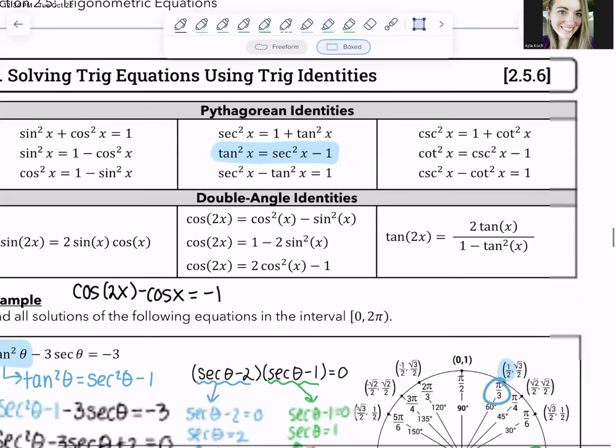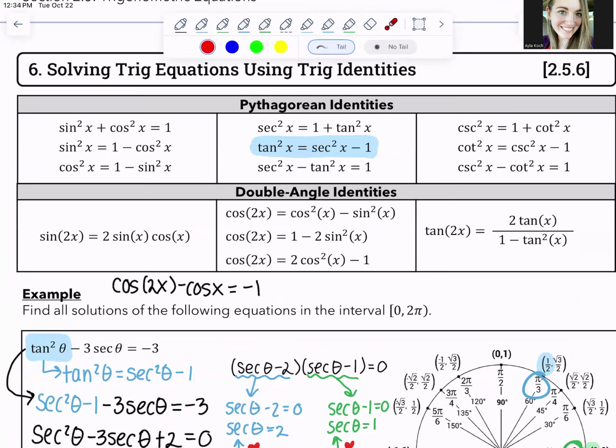Here are the identities we have to work with. This is very obviously a double angle situation. We have a double angle. Very clearly, we need to choose one of these three. So here's the gist of it. You could choose any of these three, and eventually you will get to the right spot, but you might need to go through a process.